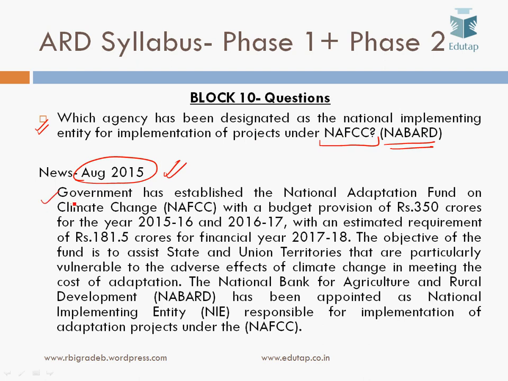This is a news item that the government has established the National Adaptation Fund on climate change with the budget provision of this much, with an estimated requirement of this much. The objective of the fund is to assist the states and UTs that are particularly vulnerable to the adverse effects of climate change. The National Bank for Agriculture and Rural Development, that is NABARD, has been appointed as the NIE responsible for implementation of the projects under NAFCC. This is the news item. So this was one question.